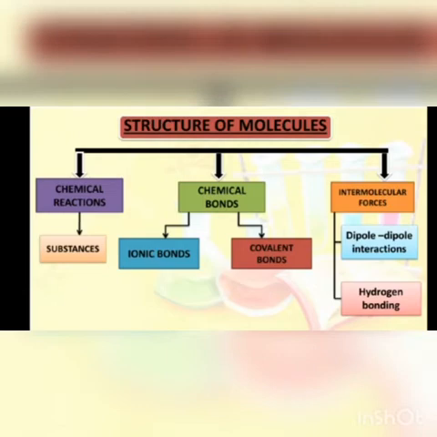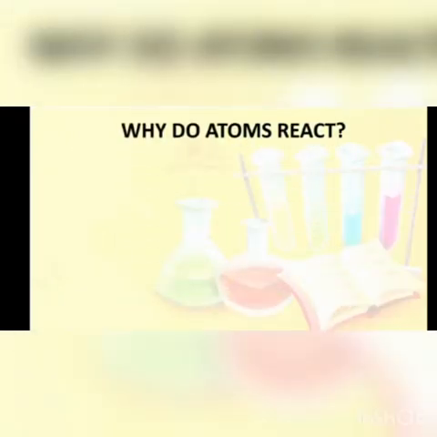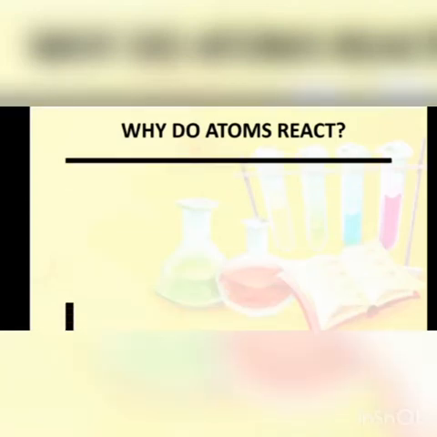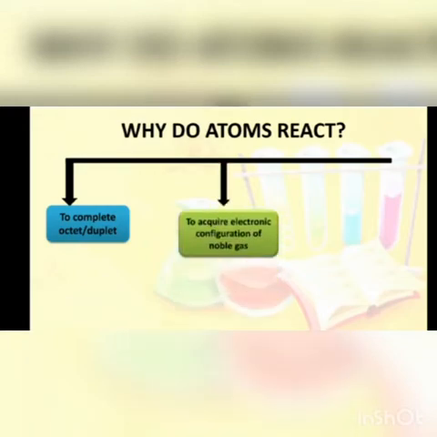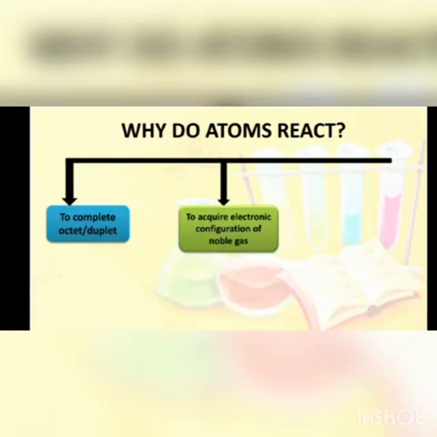So let's move towards the first topic, that is why do atoms react with each other. There are three reasons that atoms react with each other. First one is the completion of octet and duplet, means to complete the octet and duplet, atoms react with each other. The next one is to acquire the electronic configuration of the noble gases. The last one is to gain stability. For these three reasons atoms react with each other.